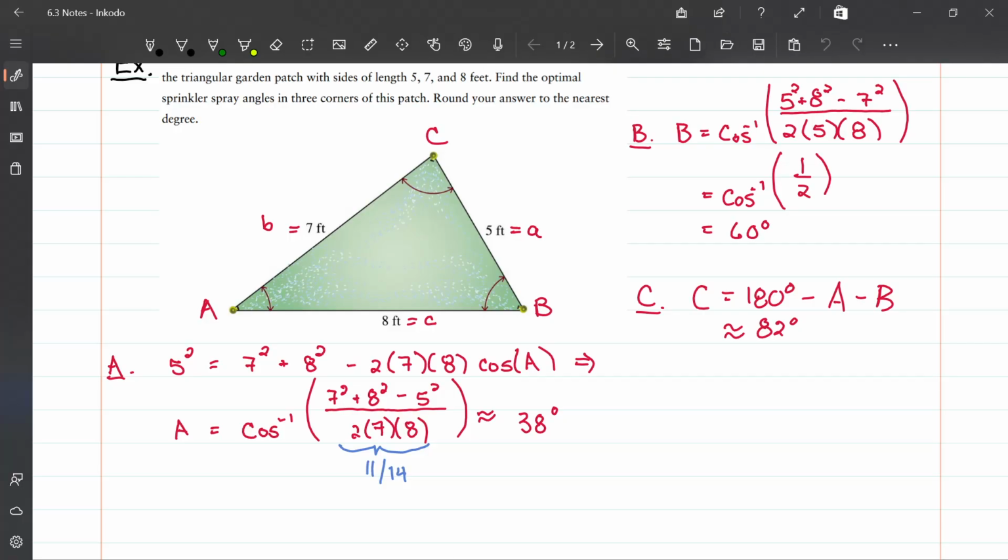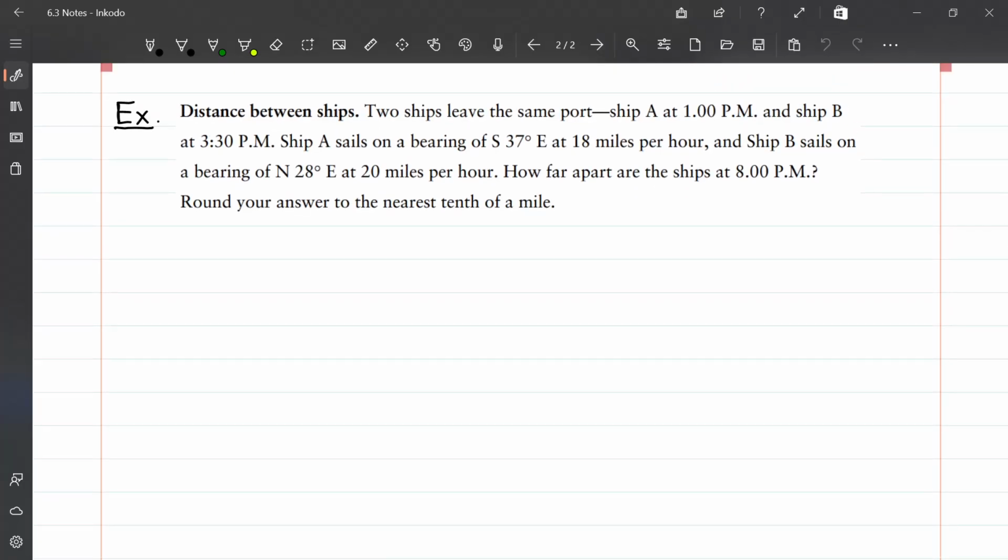Here's another exercise. This is actually a pretty common one to get. So we have two ships that are leaving the same port. One of them leaves at 1 p.m. and the second leaves at 3:30. The first ship sails at a bearing of south 37 degrees east at 18 miles per hour, and the second sails on a bearing of north 28 degrees east at 20 miles per hour, and we want to figure out how far apart they are at 8 p.m.